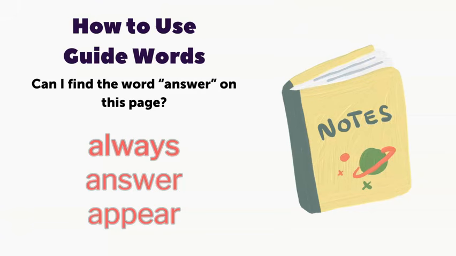And as you can see here on the screen, that's what I've done. Always comes first. They all start with the letter A. So I'm going to look at the second letter, and L comes before N, and N comes before P. So the words always, answer, and appear are in alphabetical order. And I know that my guide words were always and appear, and answer falls right in the middle. So therefore, answer is going to be on this page.